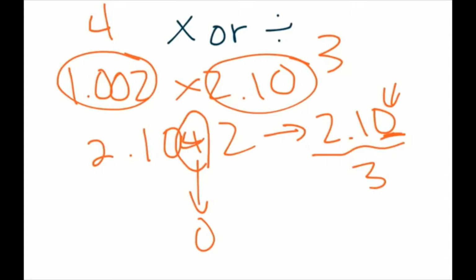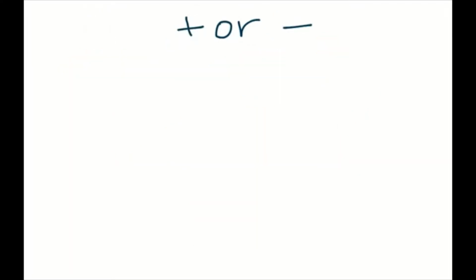Now, let's say that we added or subtracted two numbers. Well, there is a rule for this. When you add or subtract two numbers, your final answer will have the same number of decimal places as the number with the least decimal places of the two you added or subtracted. It's easier to do than to say, so let's take an example.